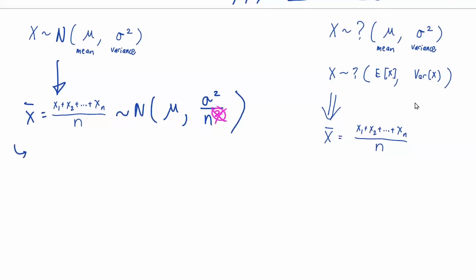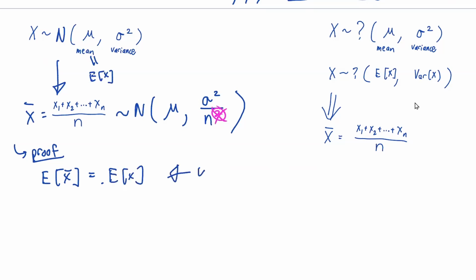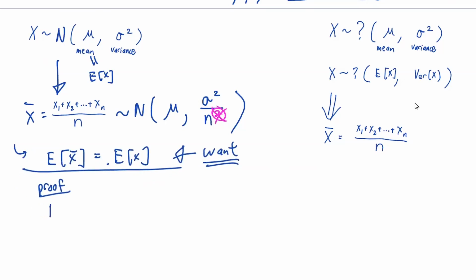Now let me try to prove it to you. This mu here is just the expectation of x bar. I'm trying to show that the expectation of x bar will be equal to the expectation of x. We're going to prove that they are the same. This is what we want. Maybe I should put proof underneath it. Now the proof: for the expectation of x bar, we can replace x bar with whatever we have defined it to be.